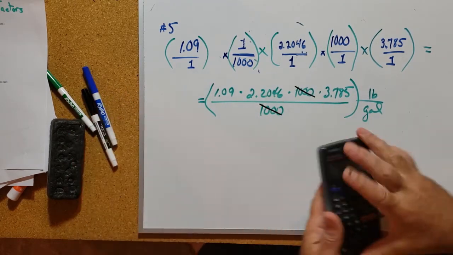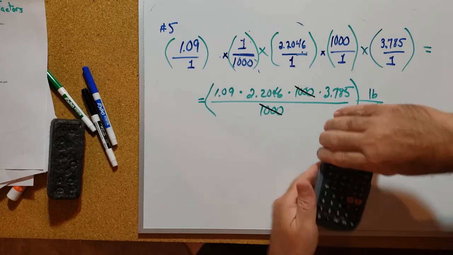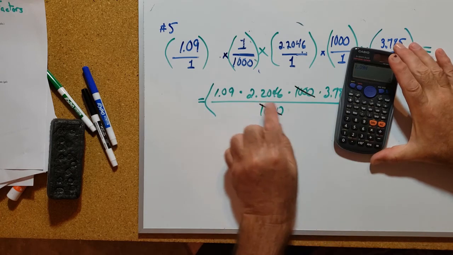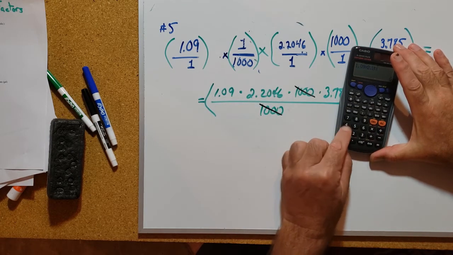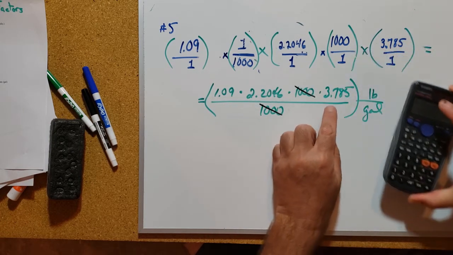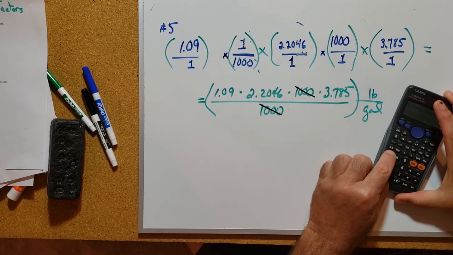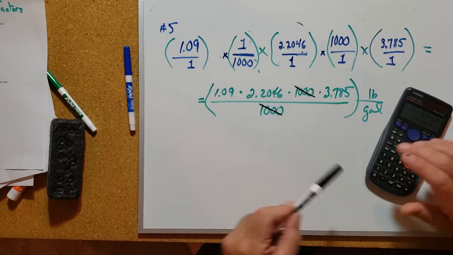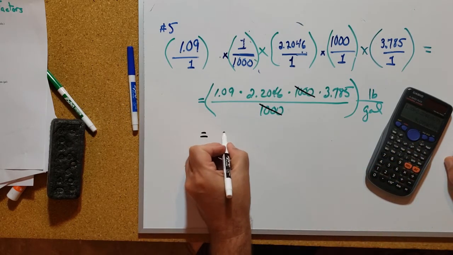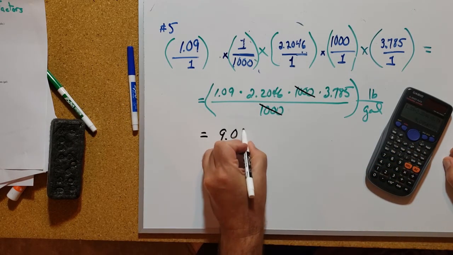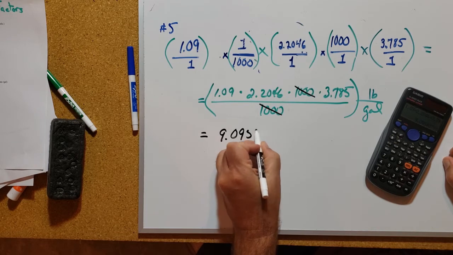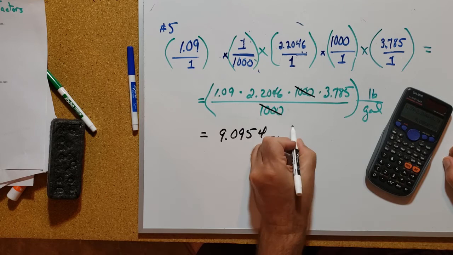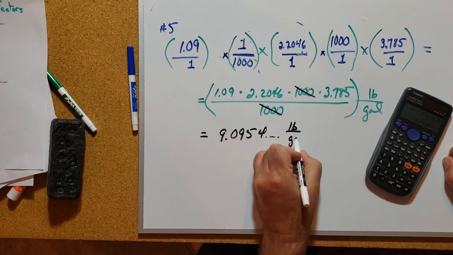Let me get out my calculator and do that. 1.09 multiplied by 2.2046 multiplied by 3.785, and numerically I get 9.0954 and a bunch of other numbers, and that's pounds per gallon.